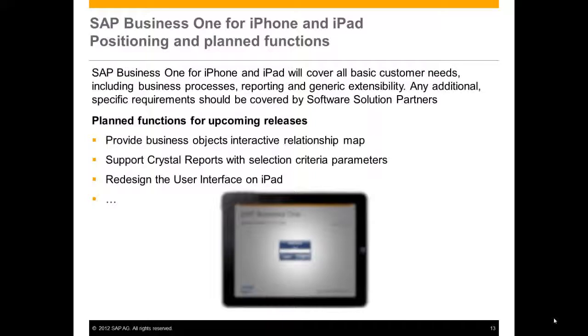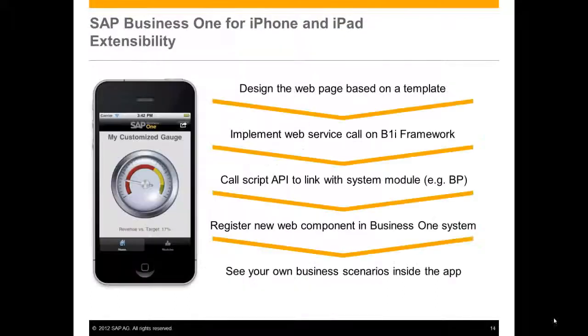We're also going to support the ability to run Crystal Reports and provide selection criteria parameters. Right now you are just able to run the Crystal Reports, so we're going to make it easier for you to narrow down and put in that selection criteria. This is the same as you can do in SAP Business One today. And we're also doing some significant work around redesigning the user interface of the application on the iPad to take advantage of the different real estate and the different native user interface of the iPad. So again, we're constantly looking at different ways to enhance the application on those devices.